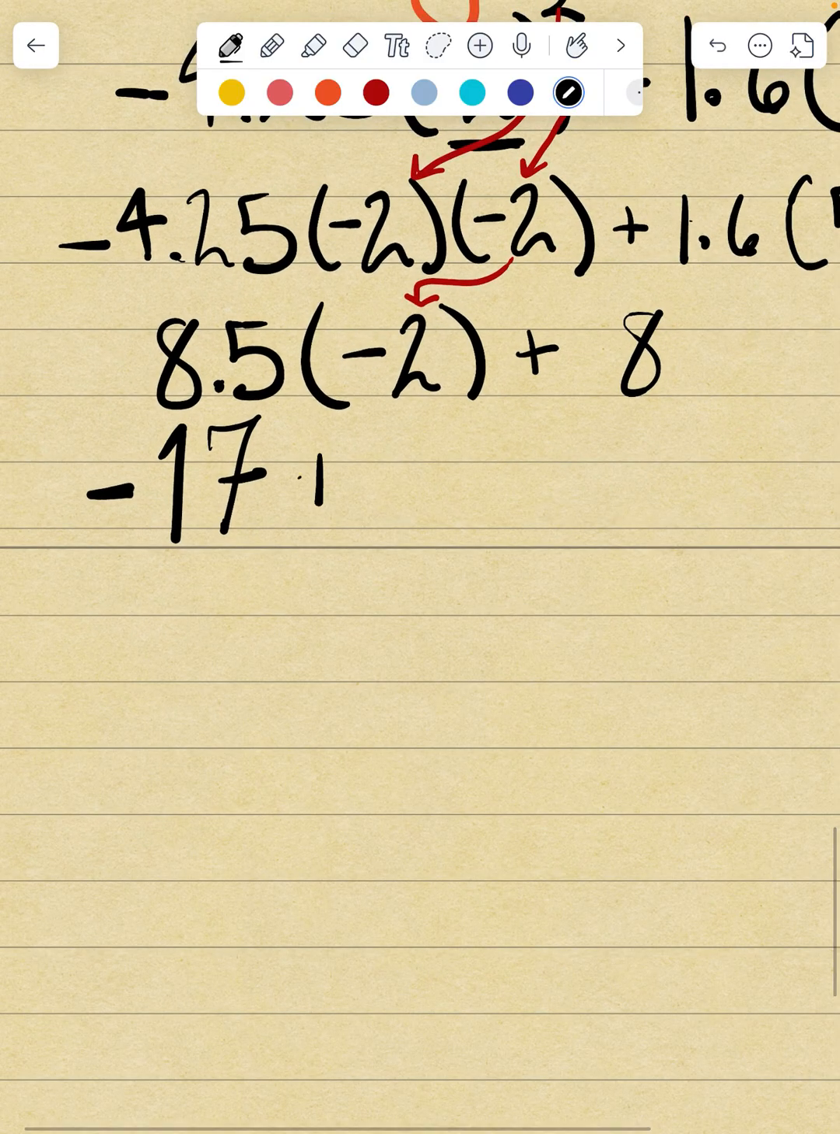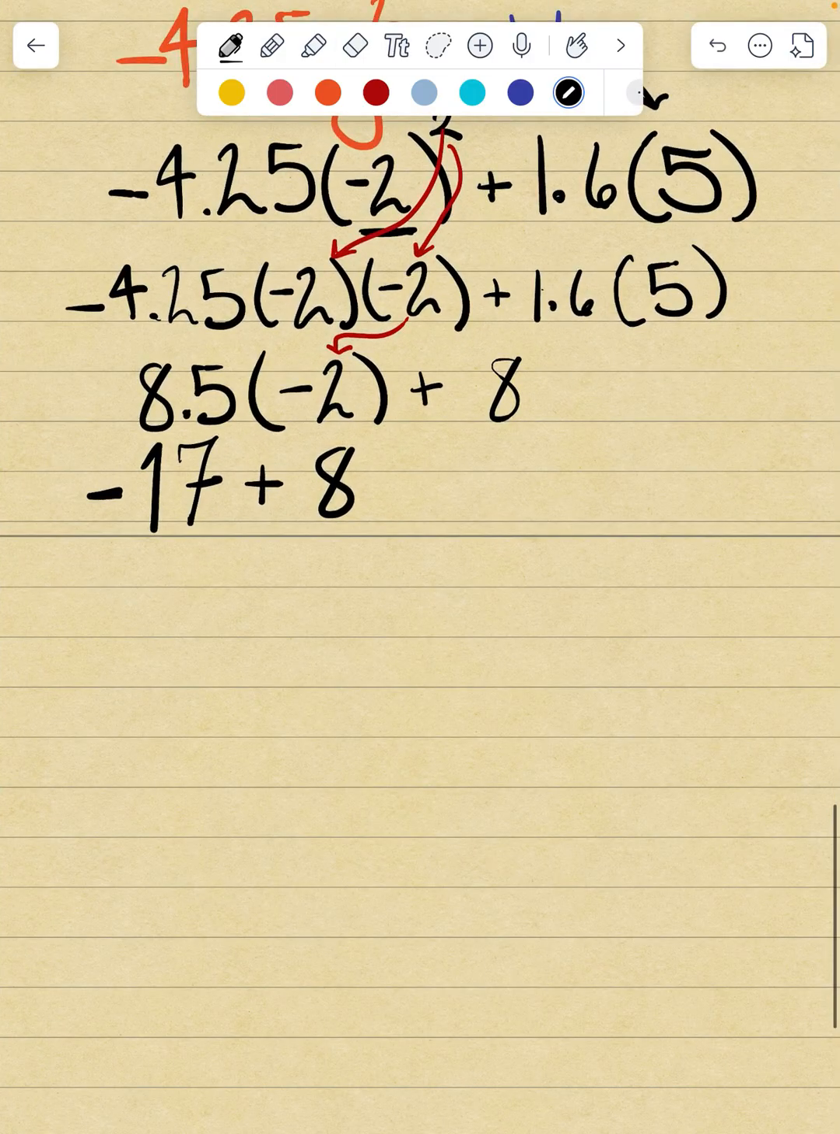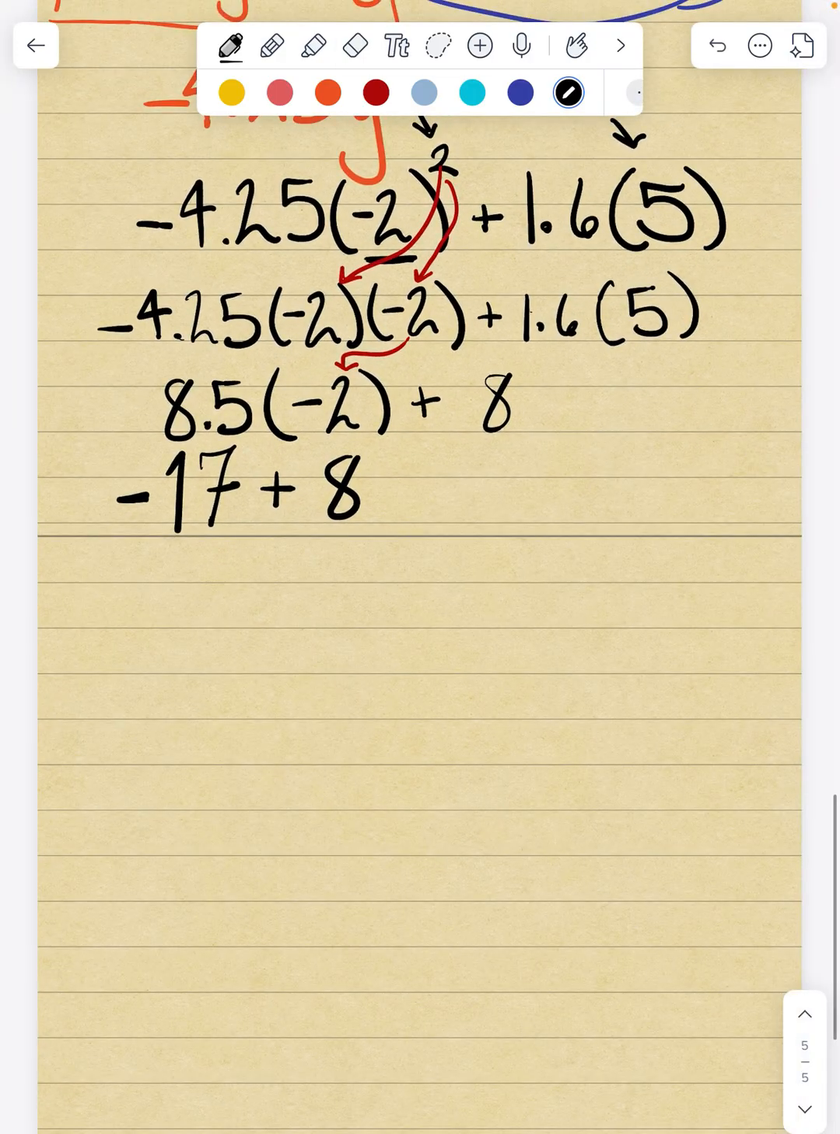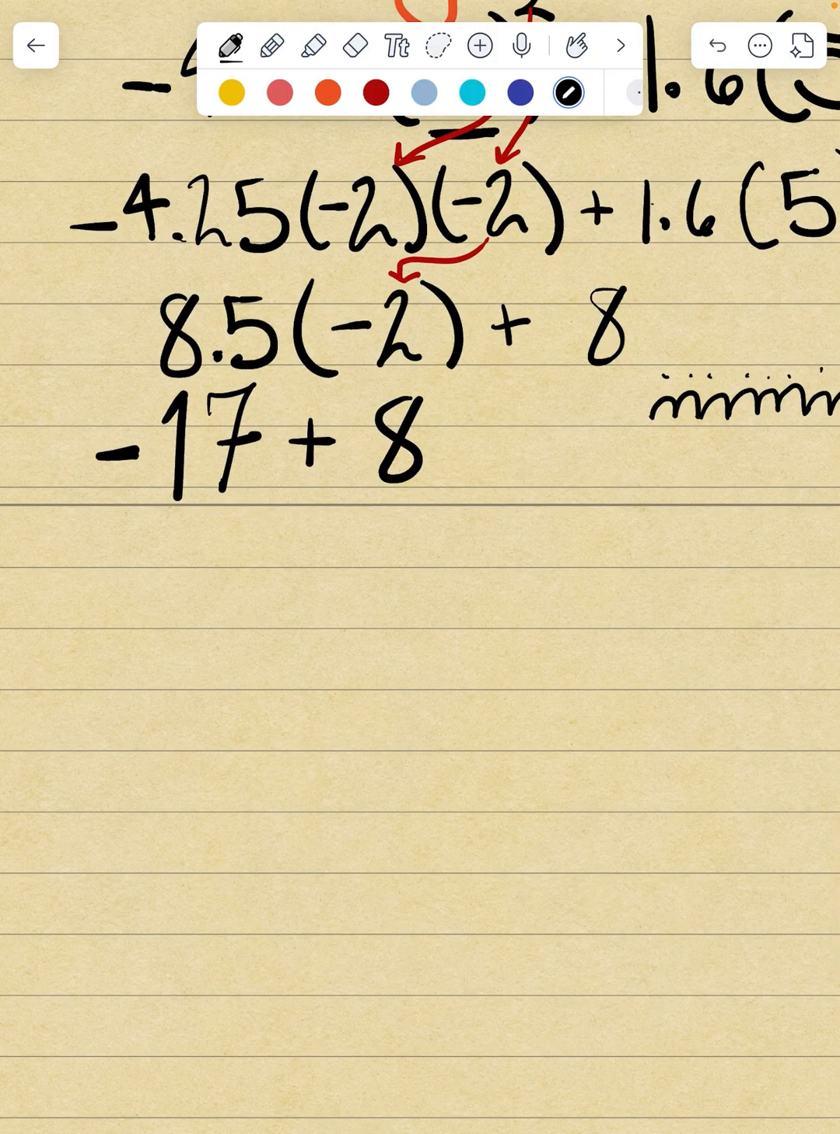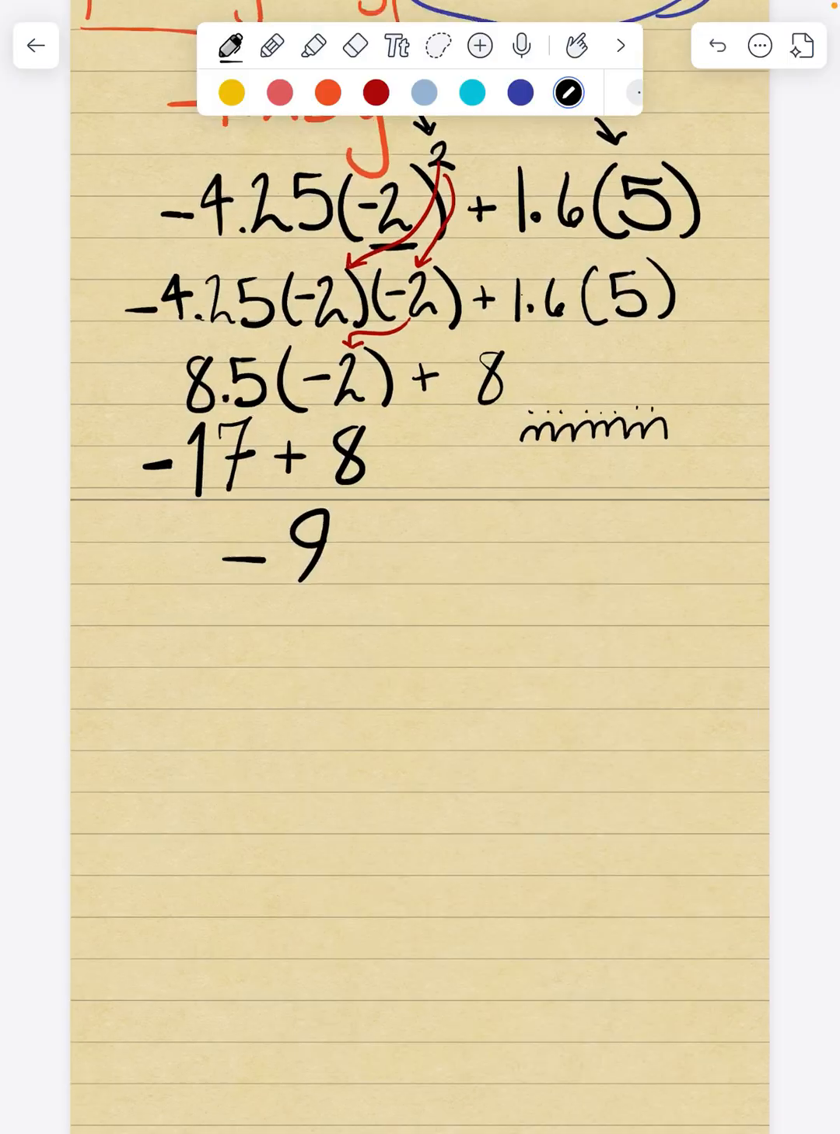Negative 17, and then we get plus 8. So again, you're going to use your number line, and you'll put your dot at negative 17, and you'll go negative 16, 15, 14, 13, 12, 11, 10, 9, and that's 1, 2, 3, 4, 5, 6, 7, 8. Great. So that puts us at negative 9.